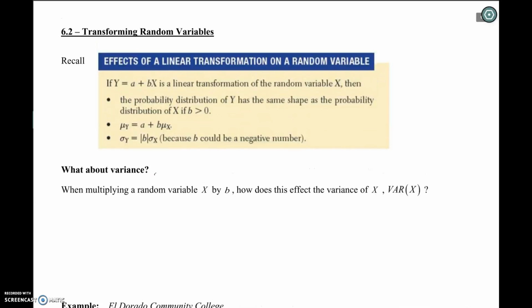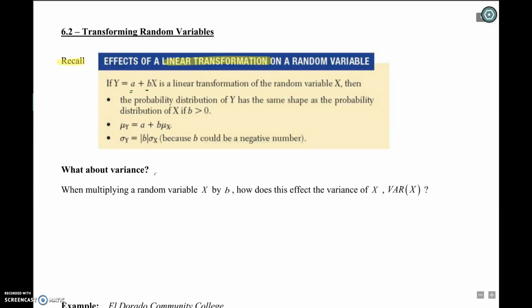All right, section 6.2 is transforming random variables. Now, we've done linear transformations on data sets. If you recall, when you perform a linear transformation on a data set, if you multiply every data point by b and add a, it does a certain thing to the data set. The shape stays the same. The measures of position are multiplied by b and you add a to it. And the measures of spread were only affected by the multiplying by b. So it wasn't affected by the adding of the a.